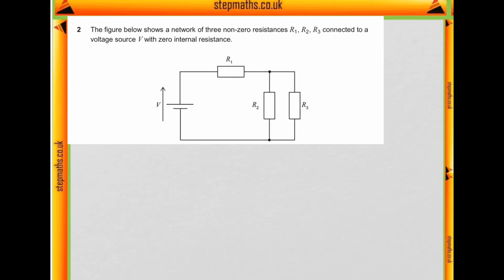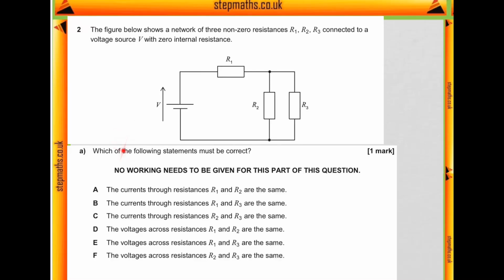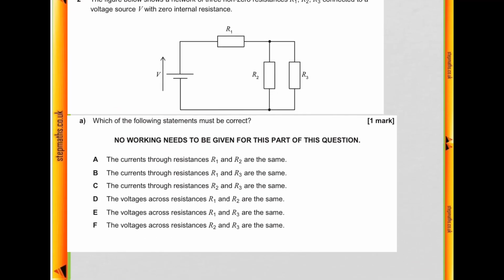So in this question, we're given this circuit here, and we've got three resistors connected to a voltage source V with no internal resistance. So let's look at the first part of the question. Okay, so we have these statements, and we need to state which one is true.